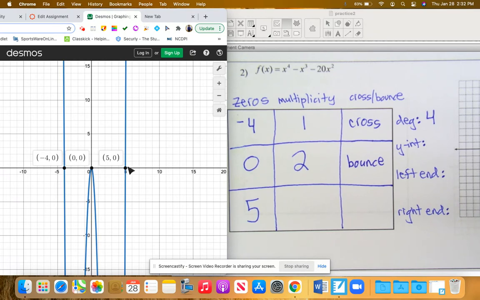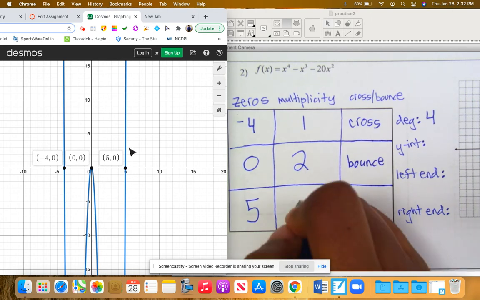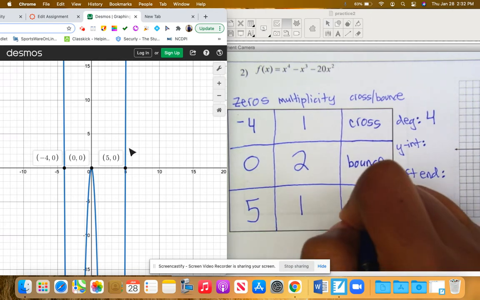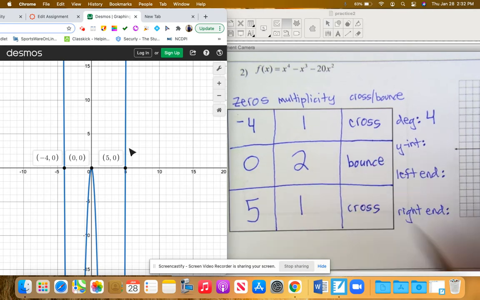And for 5, this one crosses. It goes up, up, up, and it keeps going up. It crosses through the x-axis. So this one has multiplicity of 1, and it crosses. All right, so we filled in everything just based off of our graph.